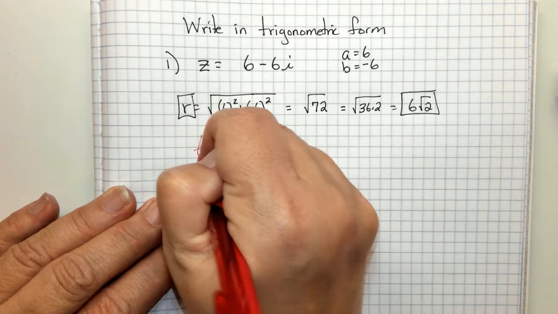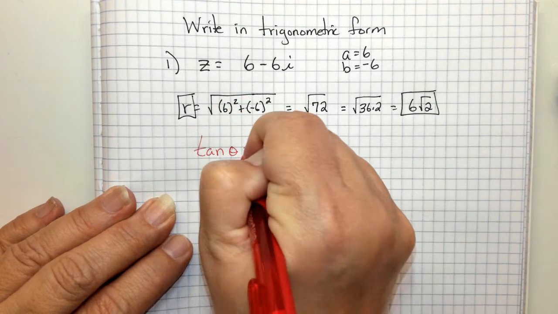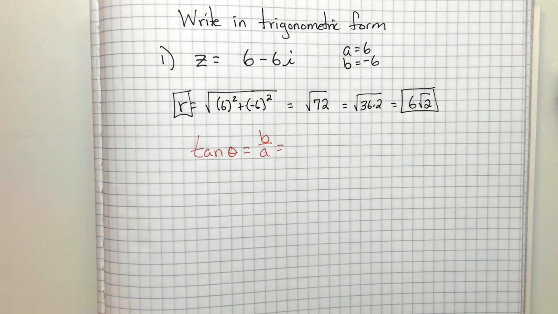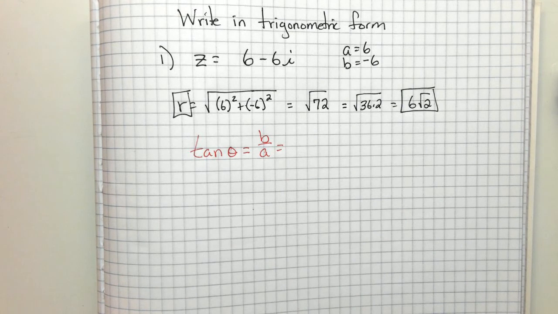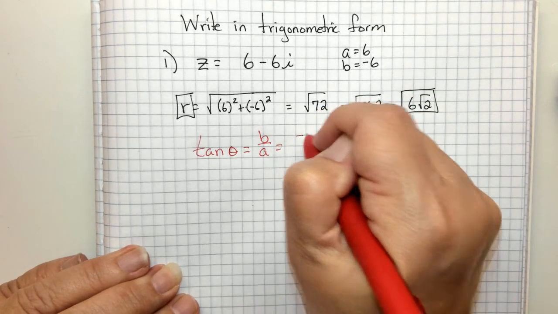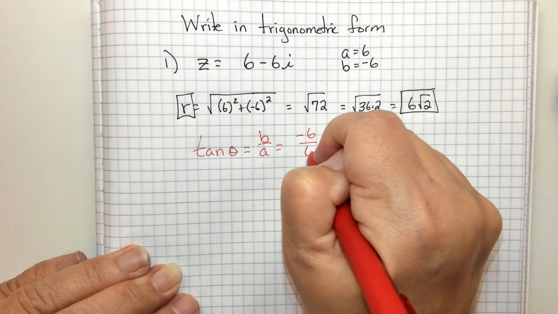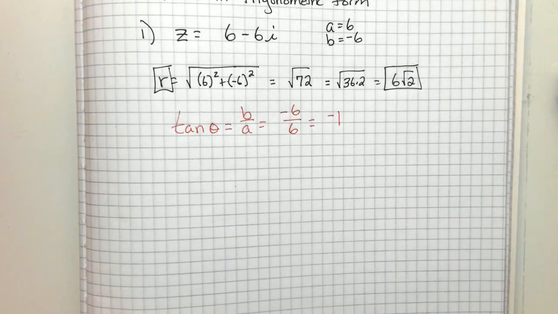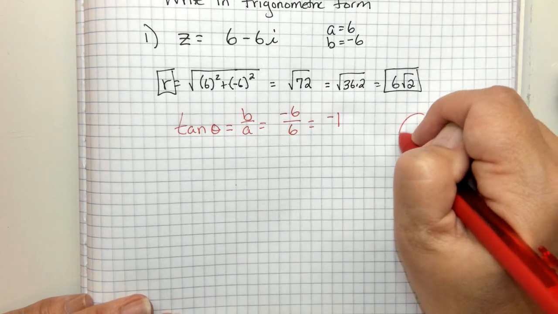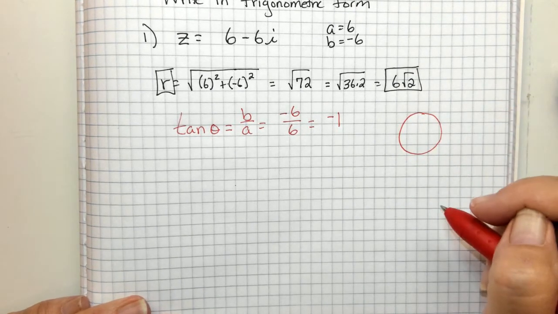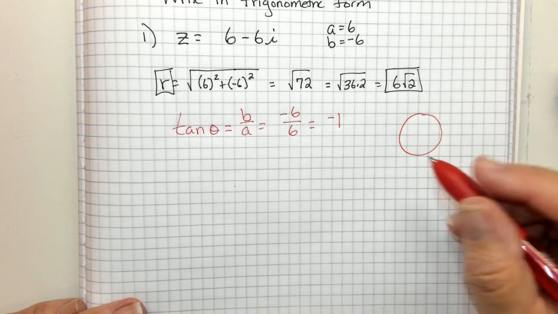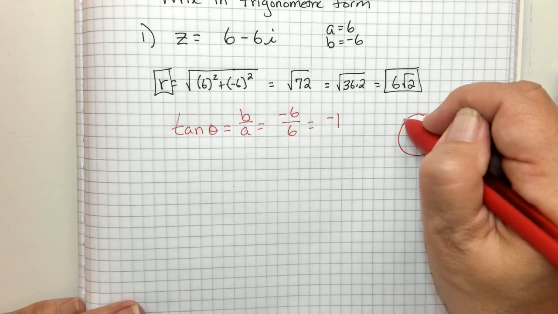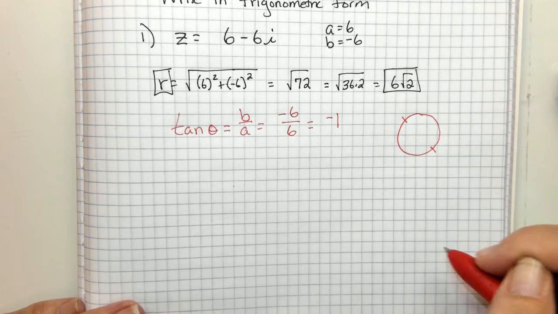So we know that the tangent of theta is equal to b over a. And in this case, b is negative 6 and a is 6. And so the tangent of theta is equal to -1. So we go to our unit circle. If the tangent of theta is -1, that's when sine and cosine have to be equivalent. So that's our 4 for our denominator. And tangent is negative in the second quadrant and the fourth quadrant.